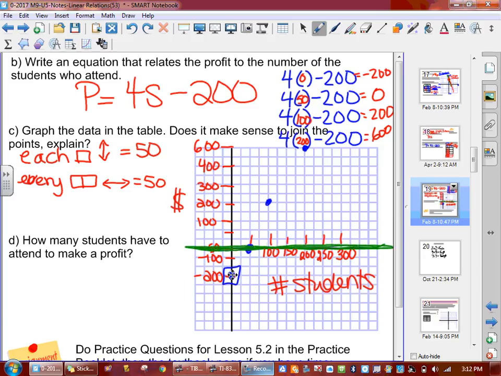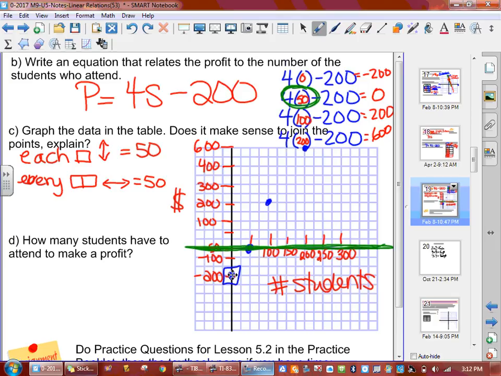So if 50 people come, I make the money to pay the DJ. And then any more people over 50 is all profit. So that means I need 51 minimum in order to make a profit. Because your X line here is your break even. And break even just means you make your money back, but you don't make any profits.